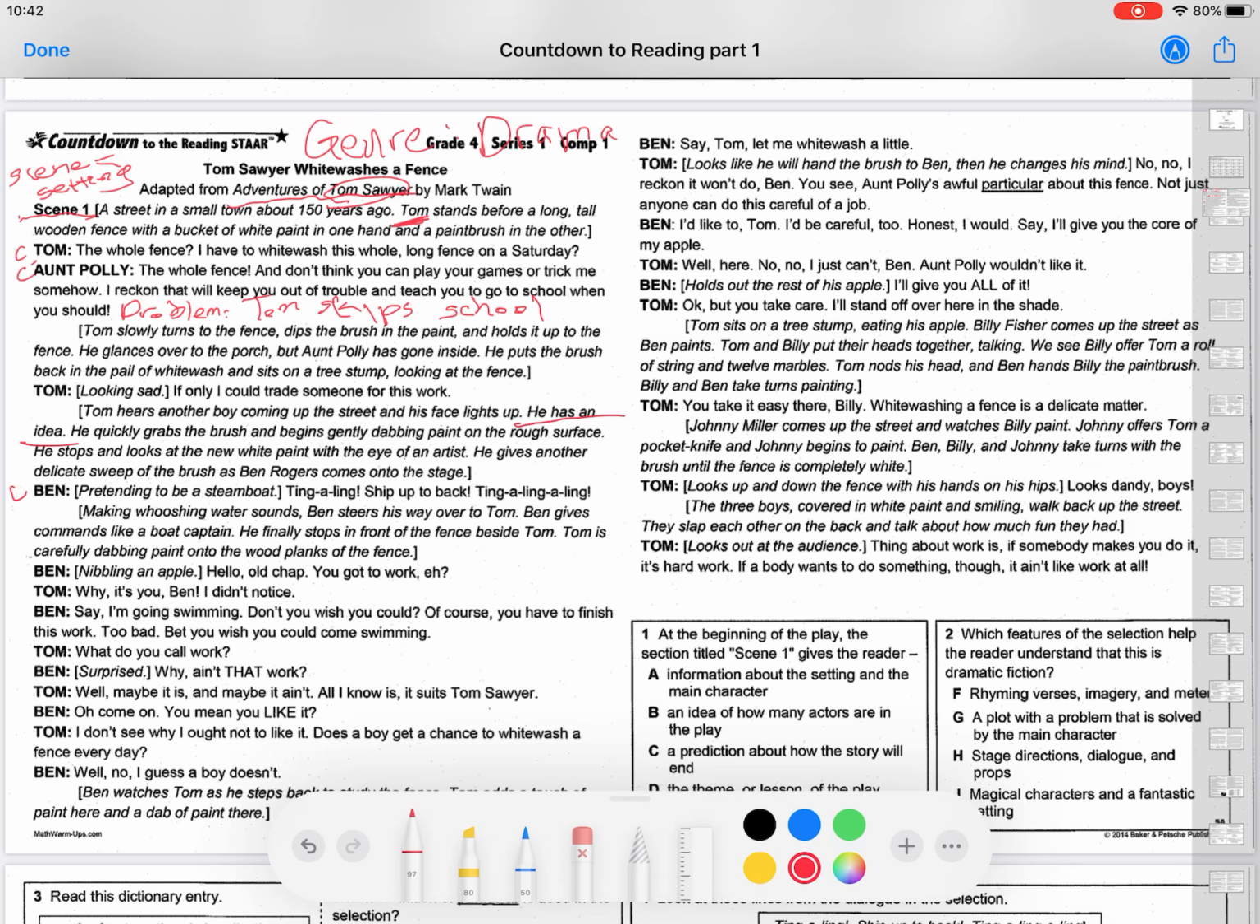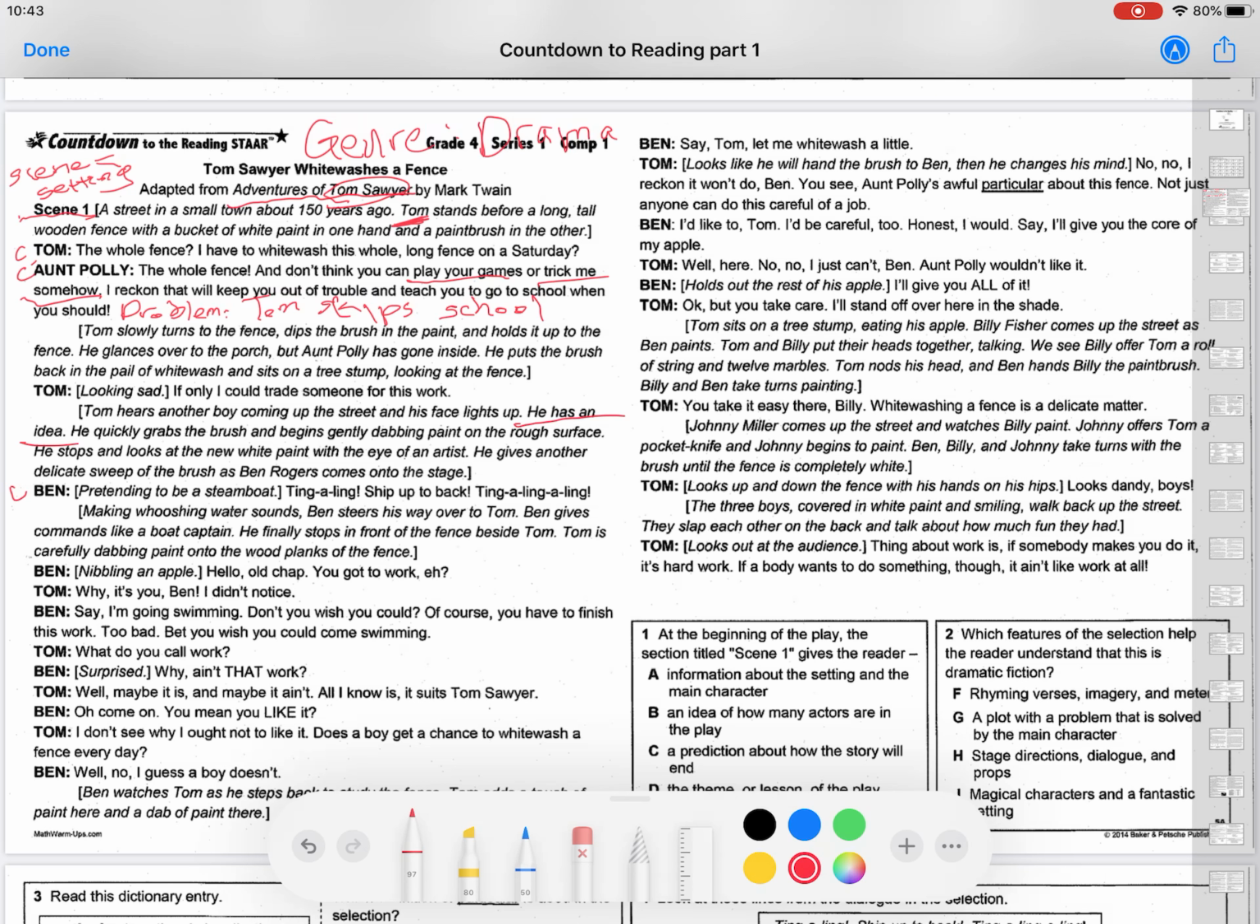So here as a reader I take a second to stop, and I can make an inference. If we know that Tom is typically the kind of person that wants to play games or trick someone, what do we think Tom will do to Ben in order to get out of this work? Well, as the experienced readers that you are, you should be able to understand that Tom is probably going to trick Ben into doing the work for him. He's probably going to find some way to make Ben think that whitewashing the fence isn't work, so that Ben could do it without complaining.